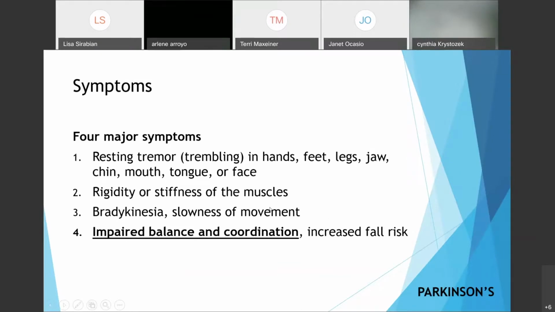So these are the four major motor symptoms for Parkinson's disease. The first one is the one that we think of most often. It's that resting tremor. It may be the hands, feet, leg, jaw, chin, mouth, tongue, or face. They also have rigidity or stiffness of the muscles, bradykinesia, which means slowness of movement, and impaired balance and coordination. And really, all of these work together to increase fall risk.